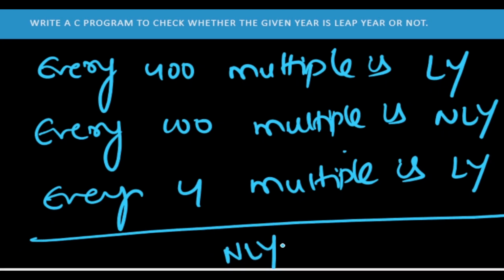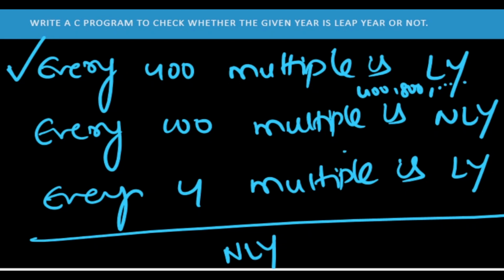Observe once again, this is a blind condition, meaning this condition doesn't depend on anything. If a year is a multiple of 400, then it is a leap year blindly. For example, the cases are 400, 800, like that.